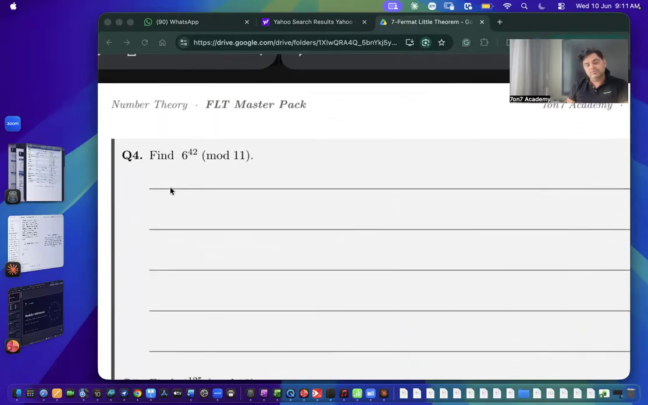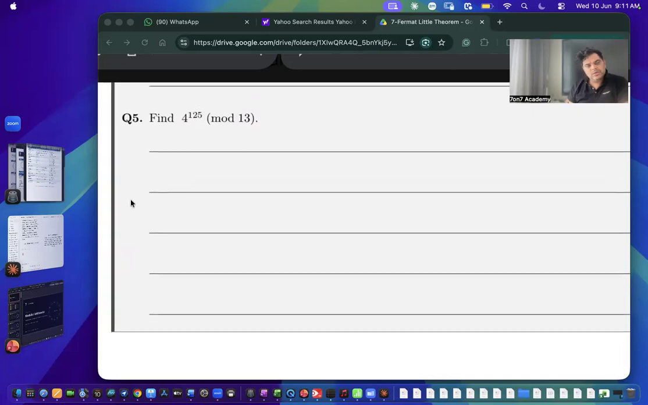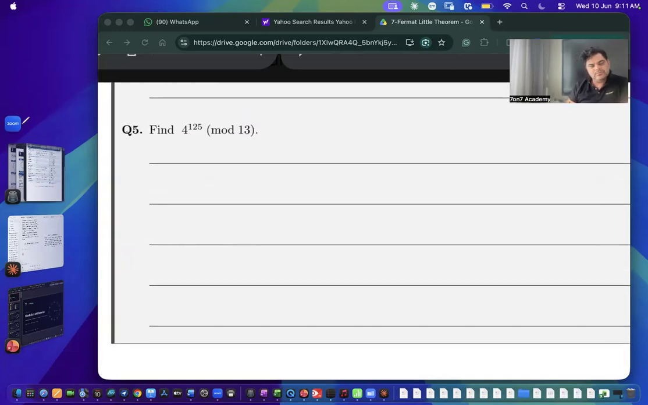Now tell me for this what we'll do. Same. 11, what multiple of 10 does 6 have? So 6 raised to 40, a multiple of 10. That will disappear and 6 raised to 2 mod 11. This is 36. So 3. Anvika will tell us the answer of that.